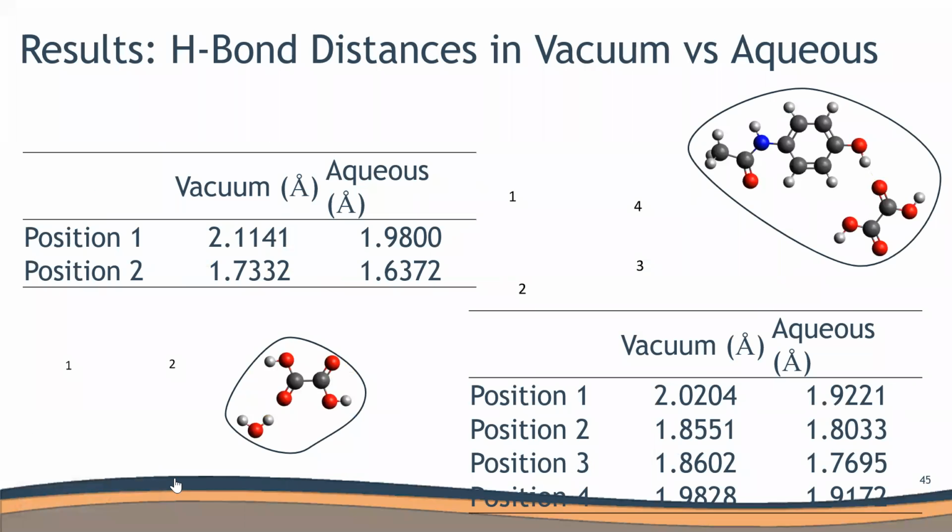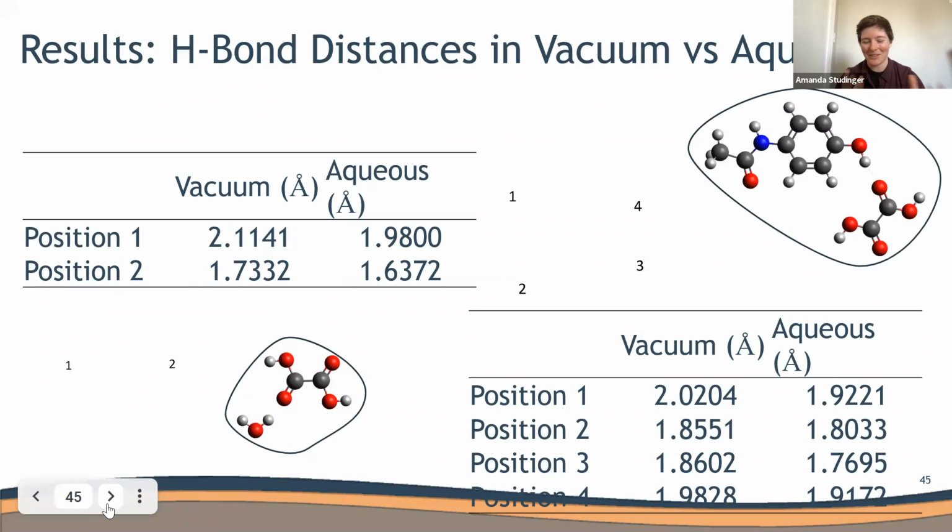Thank you. So then we wanted to compare what it was like in a vacuum versus in an aqueous environment. Again, my figures didn't quite show up, but the circle around that molecule is to show what happens when we model an aqueous environment. So what we're looking at is the differences, again, in hydrogen bond distances. And you can see that the hydrogen bonds are shorter in an aqueous environment than they are in vacuum. That was true both for oxalic acid and water, and PCA and oxalic acid.